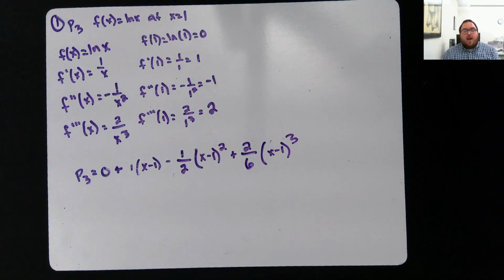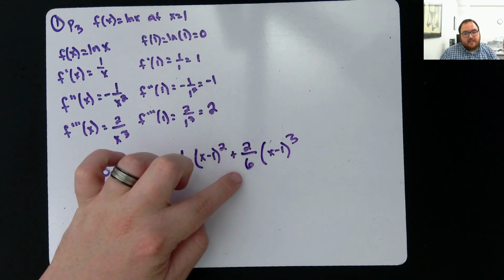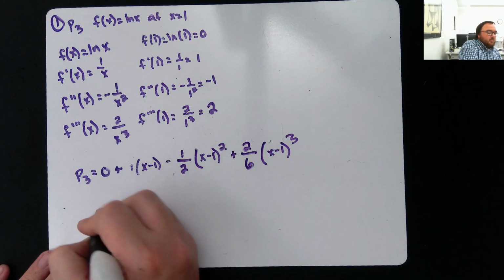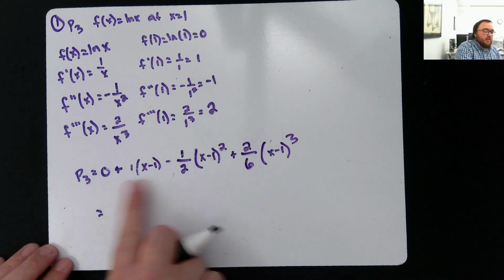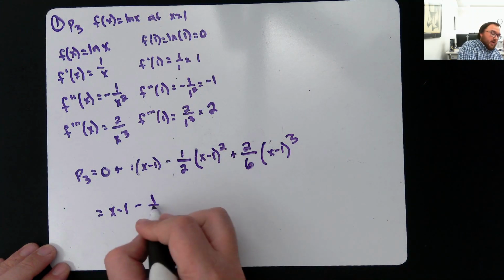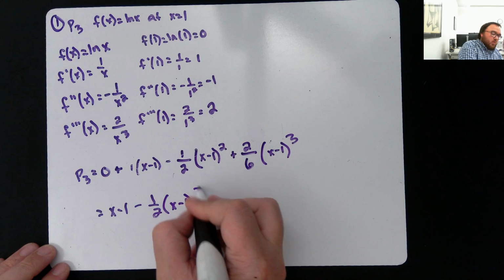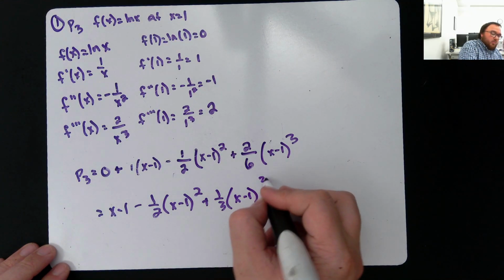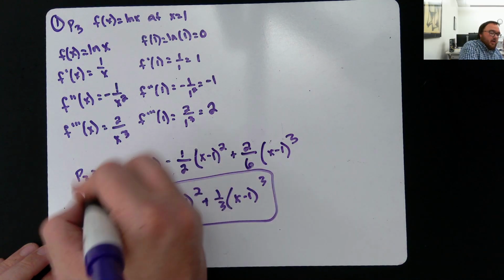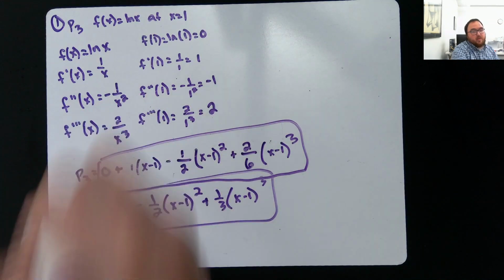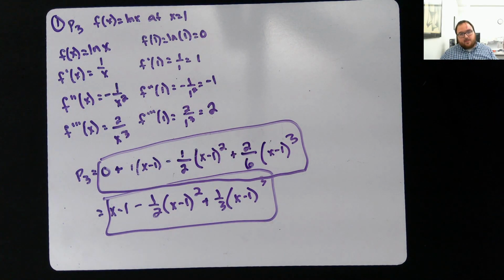And that's it. I would be fine if you stopped right here, but technically speaking, 2 over 6 would be better written as 1 over 3. So if you wanted to be particular about that, 1 times x minus 1 is just x minus 1, minus 1/2 x minus 1 squared, plus 1/3 x minus 1 cubed. But if you are in my class and you want to just submit that, I'm okay with that. I just want to make sure you understand the process.